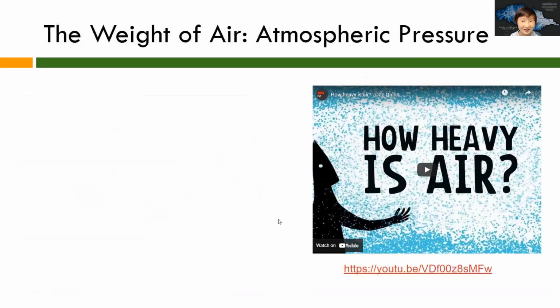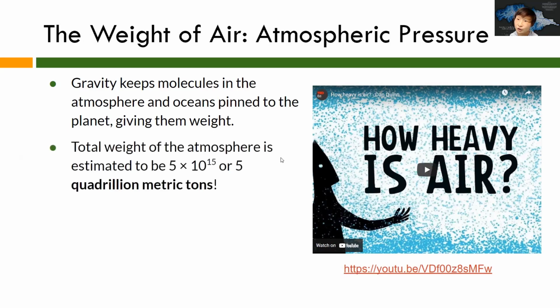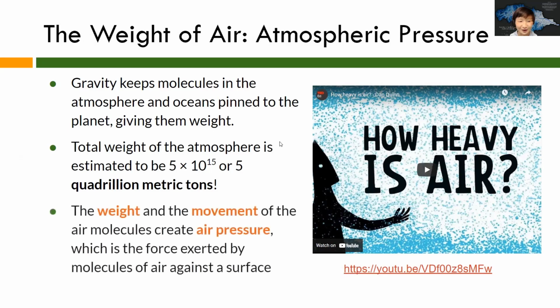All right. So another topic of this chapter is the weight of air and the air pressure. Okay, so how heavy the air is and why we have this layer of gas attached to our Earth's surface, right? So ultimately, that is gravity. Gravity keeps all the air molecules in the atmosphere and ocean onto the planet, okay? And gives them the weight. The total weight of our atmosphere is this many million quadrillion metric tons. That is a huge number, right?